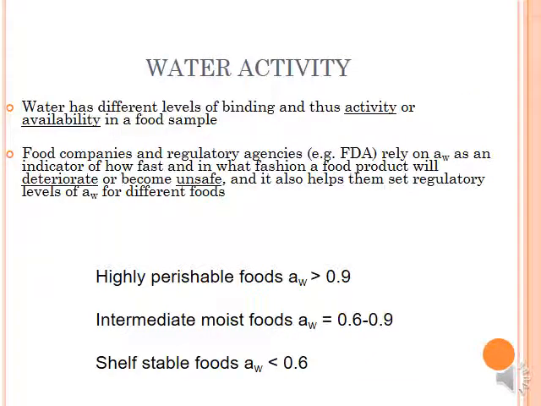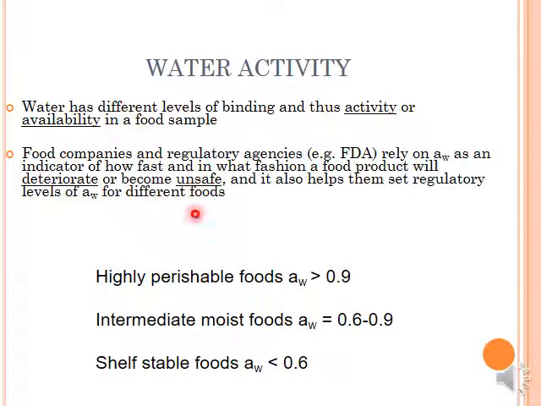So due to the different levels of water binding to food molecules such as salt, sugar, glycerol or protein, the activity and the availability of water in a food sample will also be different. And that is how food stability is established. For food companies and regulatory agencies, for example the Food and Drug Administration, would rely on water activity as an indicator of food stability.